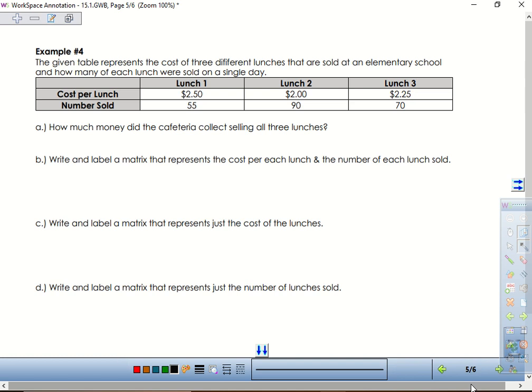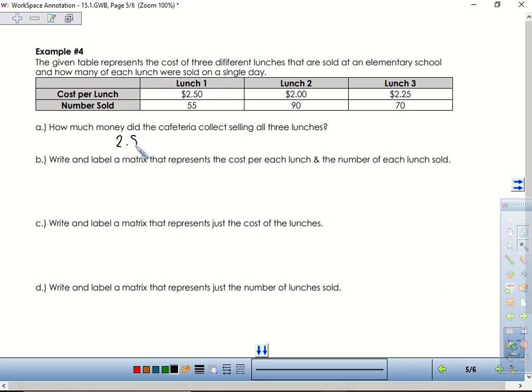Next one says, given the table that represents the cost of 3 different lunches that are sold at an elementary school and how many each lunch was sold in a single day. So how much money did the cafeteria collect selling all 3 lunches? So if we sold 55 of lunch 1, 90 of lunch 2, and 70 of lunch 3, how could we figure out the total amount of money that we made?